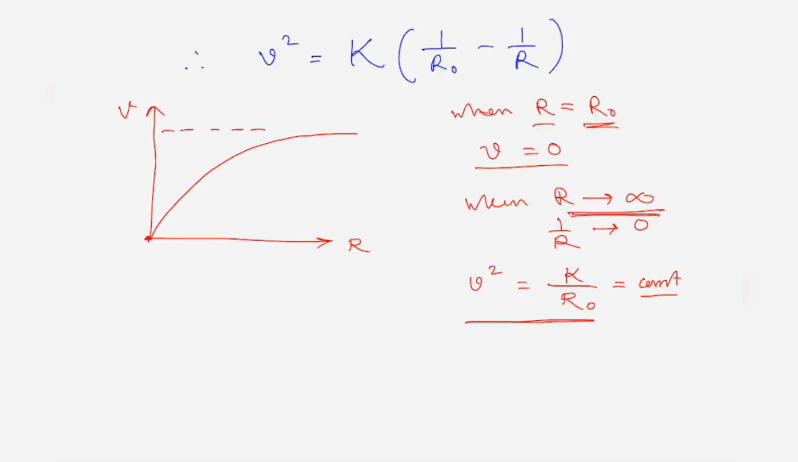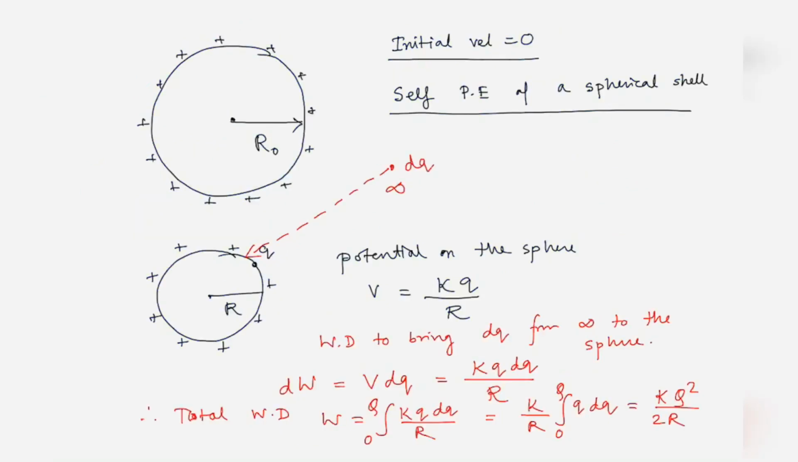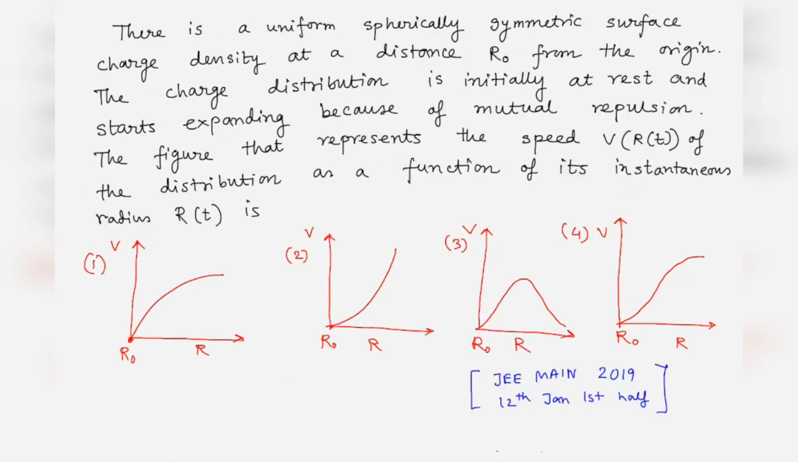When R becomes very high, the value of V tends to root over of k by R naught. So this coordinate is root over of k by R naught. This coordinate is R naught. Okay. And if you look at the other options, option 1 is correct first of all.